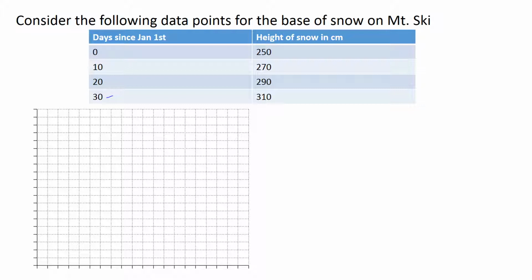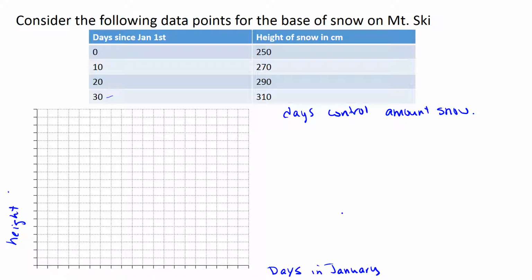Now what does a graph of that look like? First step is to analyze what goes on the x-axis and what goes on the y-axis. So the days control the amount of snow, or the amount of snow depends on the day in the month. That means that days go on the horizontal and height again on the vertical. Notice I'm including units for both of the axes labels.